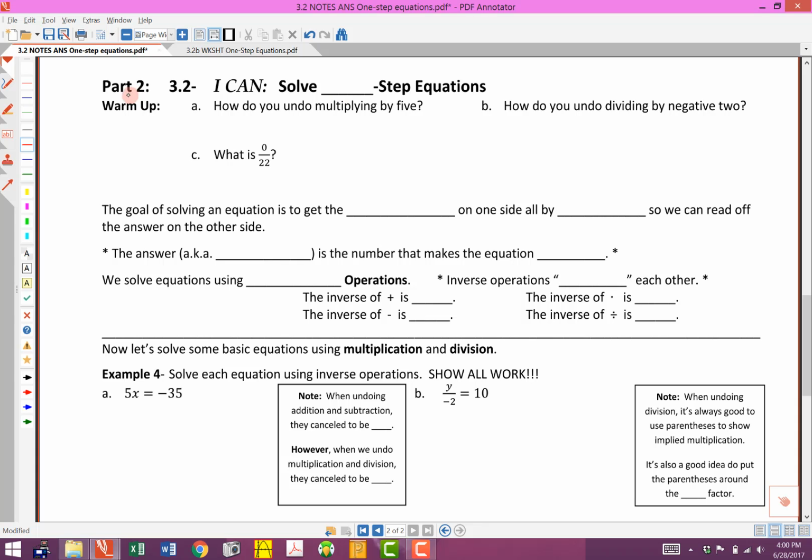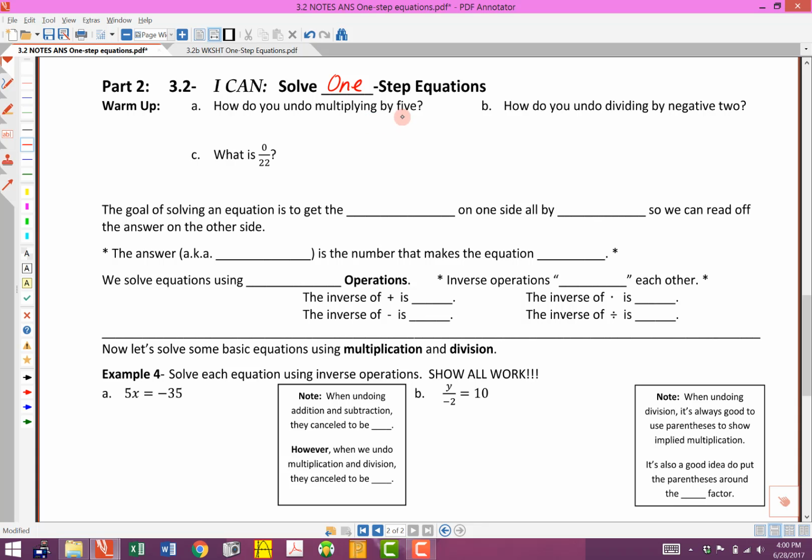Okay, we're on part 2 of section 3.2, and again the I can statement is I can solve one-step equations. We're going to start with a warm-up that builds on the skills that we worked with in the previous video. How do you undo multiplying by 5?